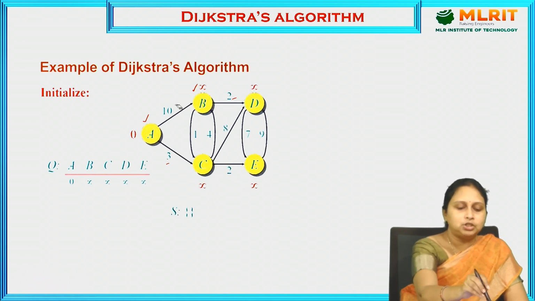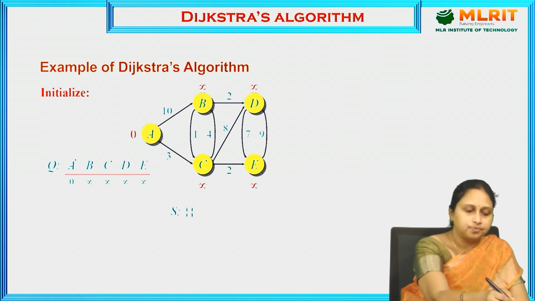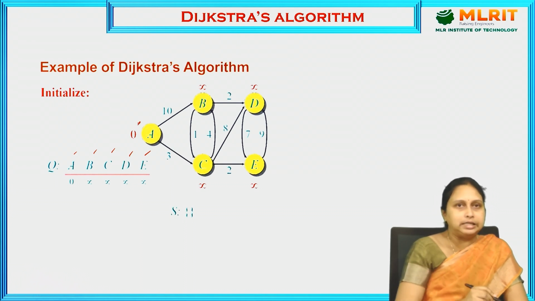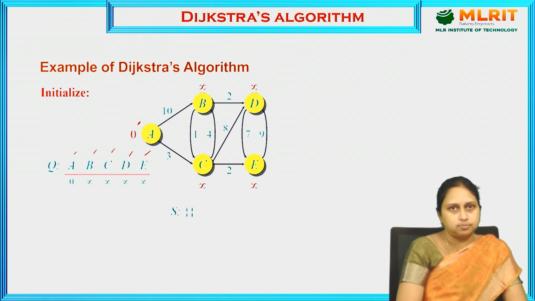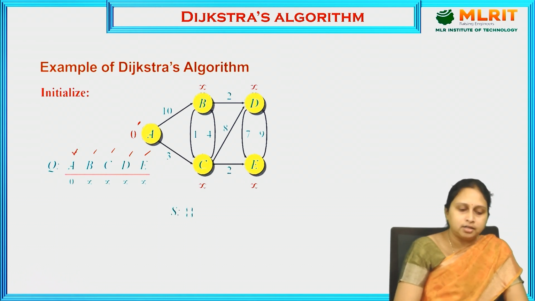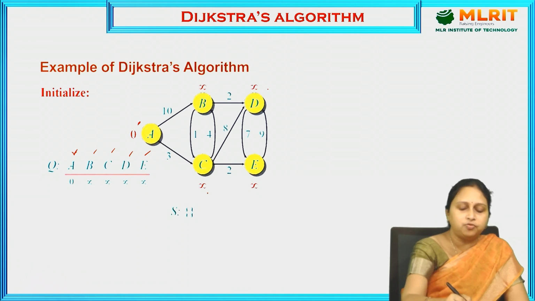Now, first, what we need to do is represent all the vertices in a row this way: A, B, C, D, E. We need to start from the source vertex. Source is A. From source to destination we need to reach, but in Dijkstra's algorithm, it has to find the value from the source to all the vertices, right? So we are going to start from A. Its value is 0, and all the remaining values have to be placed with infinity, right?